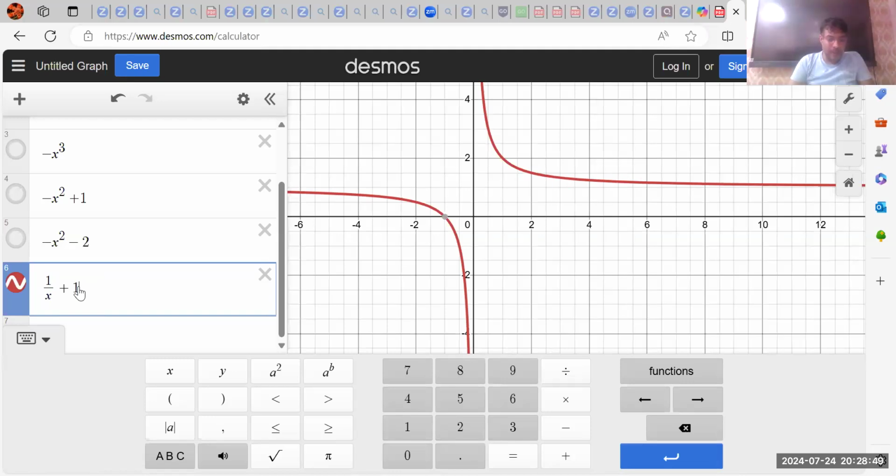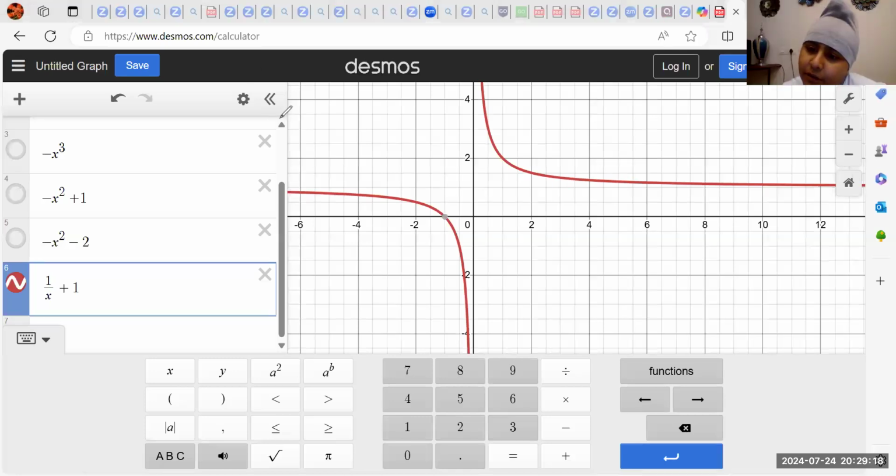So what will be the domain and range? The range can be anything above or below 0. Range is the values of y that are allowed. That is the range. For x except 0, every value is allowed.